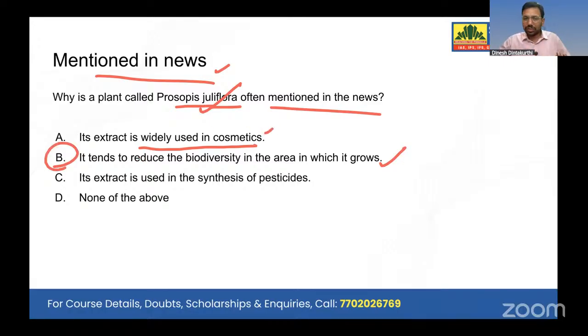People often use this in many of the other applications. This may not be the correct answer. But look at the B option. This is the biggest problem, as this is an invasive species. This was in South America. It has come to India.